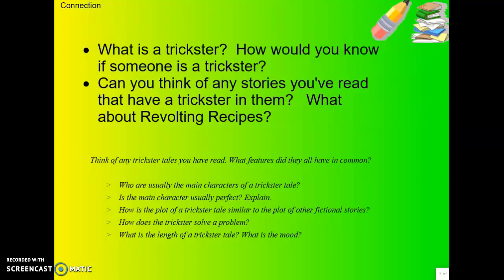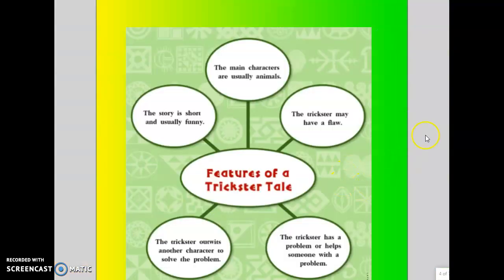Happy-go-lucky, serious, dark, scary, silly. What's the mood that you sense when you read a trickster tale? So, here's some features of trickster tales. All right, so I can answer some of the questions on that last slide now. The main characters are usually animals.